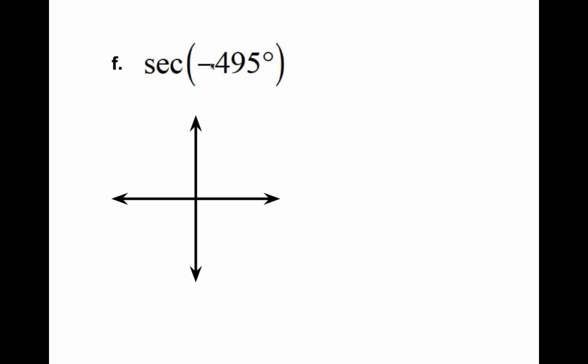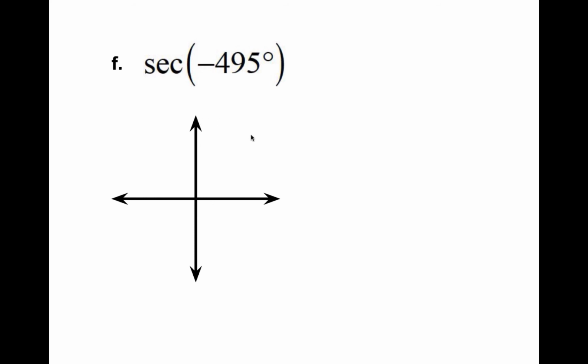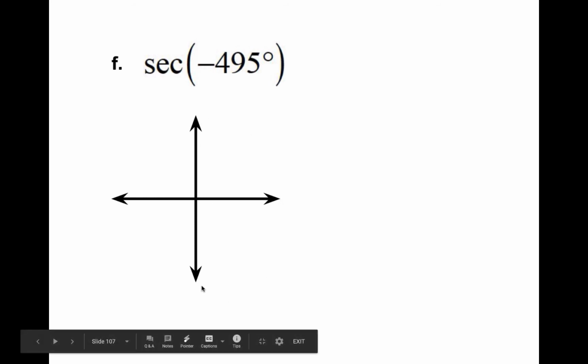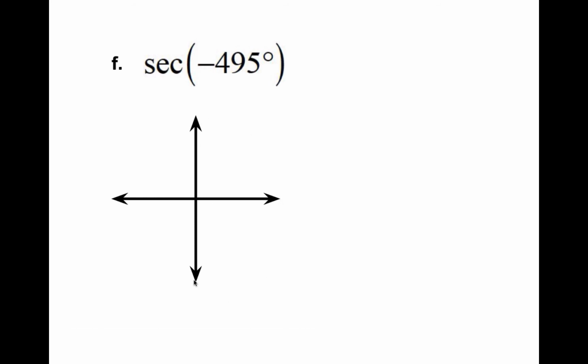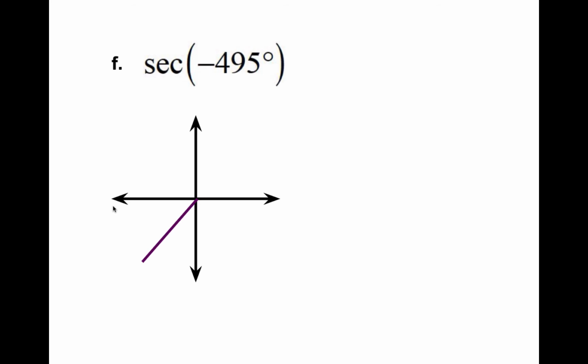Now we're going to go in the negative direction. So we're going to go clockwise. We have 90, 180, 270, 360, 450. You have to keep going. So another 90 would make 540. So it's more than 450, but less than 540. So it's going to be here. Connect it to the x-axis. This is going to be 45 degrees.